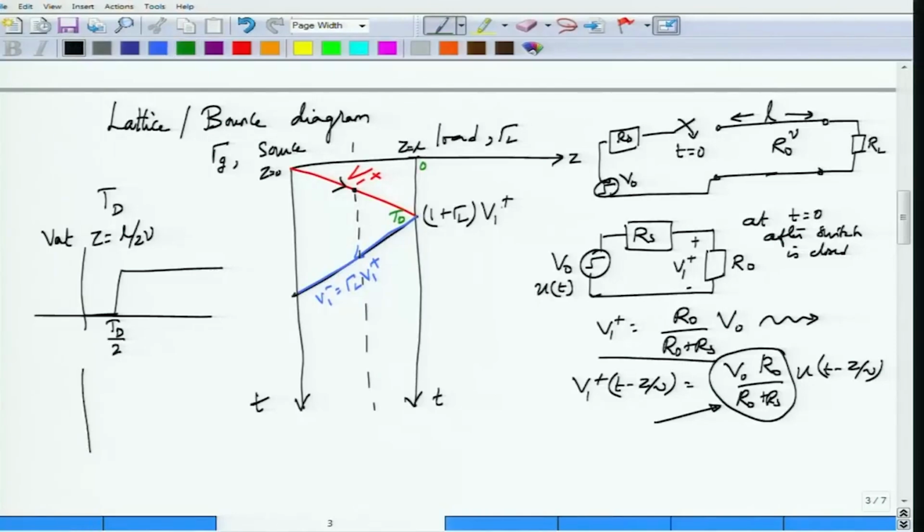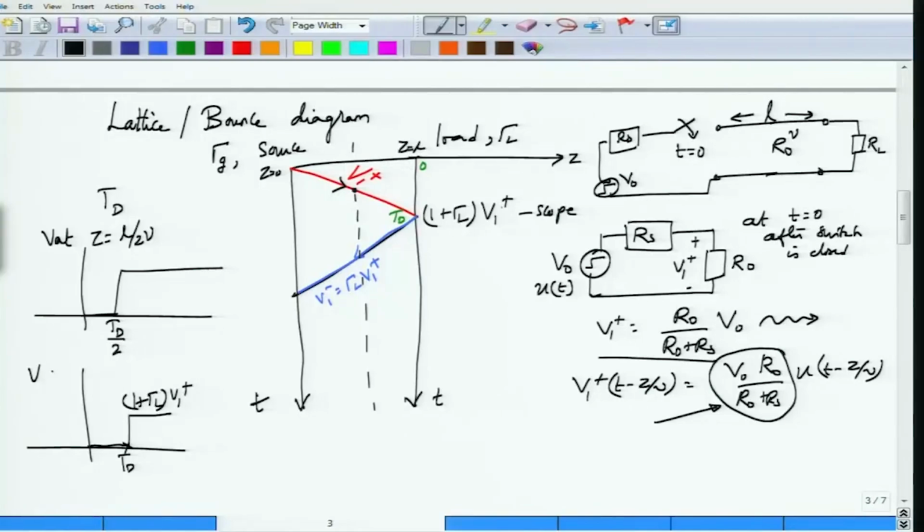If you were to put an oscilloscope here, you would see that there is nothing happening until time Td, and at that point you will see a voltage which is 1 plus gamma L times V1 plus.